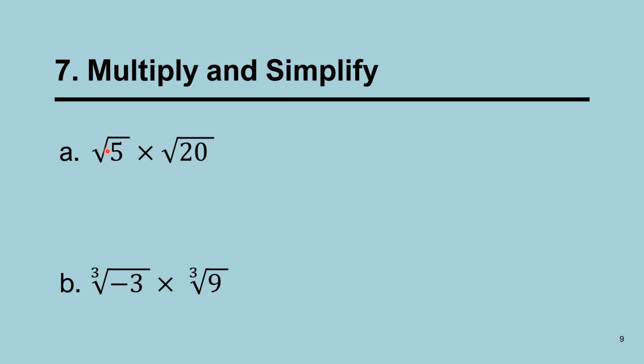All right, part A is square root of 5 times the square root of 20. This is kind of what we saw as the right-hand side of the rule. This is what our rule looked like: square root of A times B is equal to the square root of A times the square root of B. Right now we're dealing with something that looks like the right-hand side, so we're going to go over to the left-hand side and combine this into one radical. This is the same thing as the square root of 5 times 20.